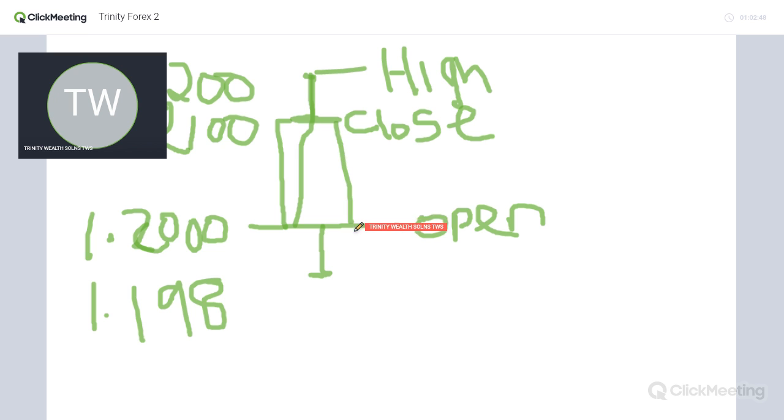So this here, between the closing and the open, we call this the body of the candlestick. This is the body of the candlestick between the opening and the closing price. Okay? So this is our low. This is our low. The lowest the market moved during that 1 hour.